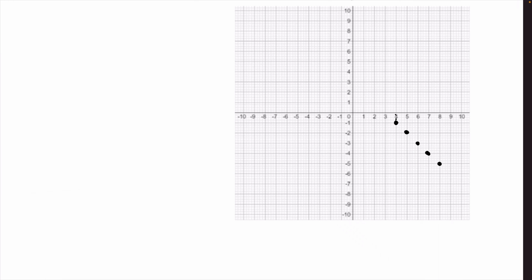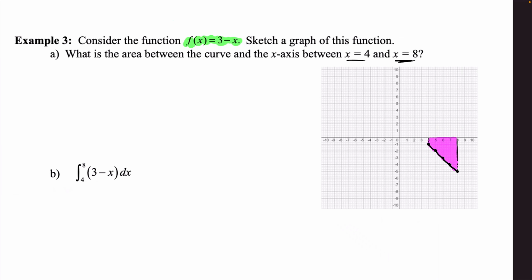So my area goes from here to there. I'm below the x-axis, so which way do I shade? Up or down? Up. Always shade back towards the x-axis, wherever that is. So if you're below, you shade up. If you're above, you shade down.